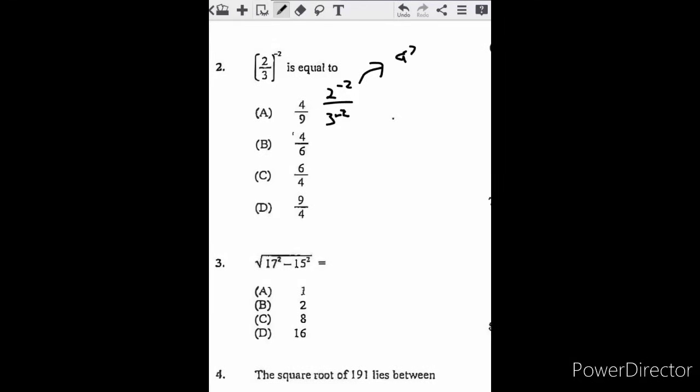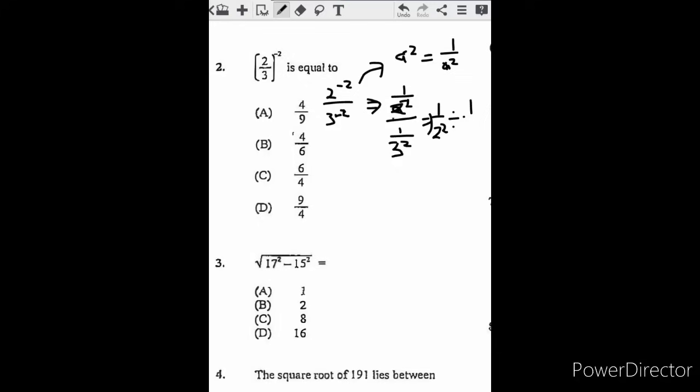As we know, if you know the rule of indices, a to the power of negative 2 would equal 1 over a to the power of positive 2. So we put 1 over the number, and that changes our power. We're going to do the same thing for our question. If we have 1 over 2 to the power of 2, and then that's divided by 1 over 3 squared, our powers are positive. So let's work our fractions.